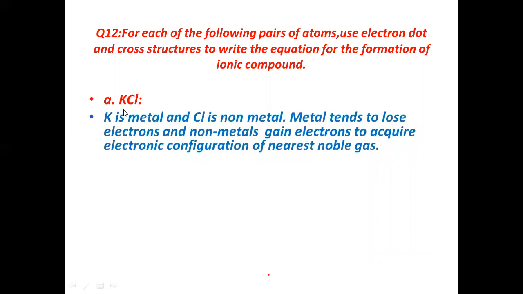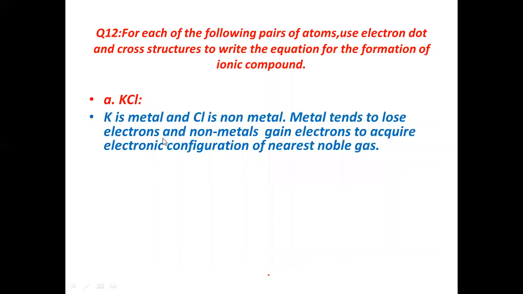Dear students, you know that potassium is present in group number 1A of the periodic table, and all the elements which are present in group 1A and 2A of the periodic table are metallic in nature. Potassium is a metal and chlorine is present in group 7 of the periodic table, and it is a non-metal. You know that metals tend to lose electrons. Why do metals tend to lose electrons?